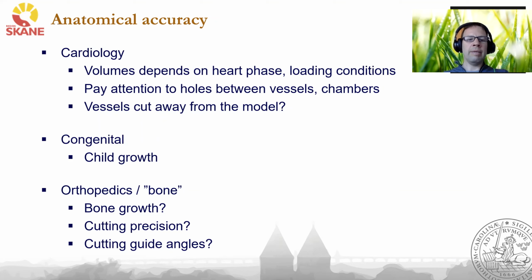Maybe to make the model easier, you cut away some vessels from the model. So are these vessels you cut away important or not? In congenital heart disease or other congenital diseases, the child is growing. So often maybe the CT is done at 6 months of age, and then the surgery is done at 9 months or a year. You don't want to repeat the CT. So it happens a lot with the baby between that time.